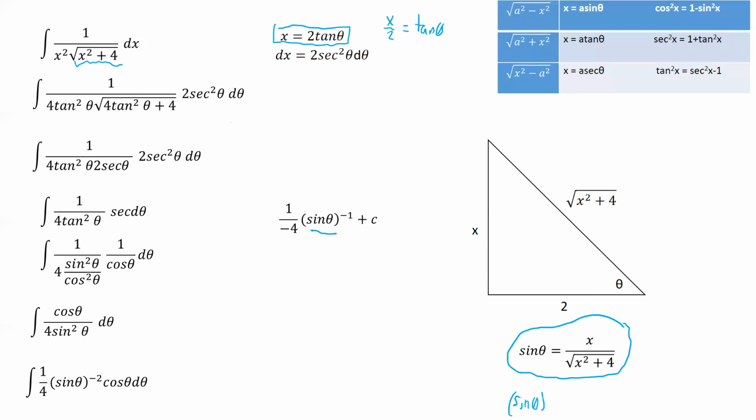Sine theta to the negative 1 would equal the root of x squared plus 4 over x. So our answer then is the root of x squared plus 4 over x, and we had the quarter, so the 4 stays below, it was negative, and there's our answer. If you're really keen and enthusiastic, feel free to do a quotient rule and prove that this works. Let's do one more.